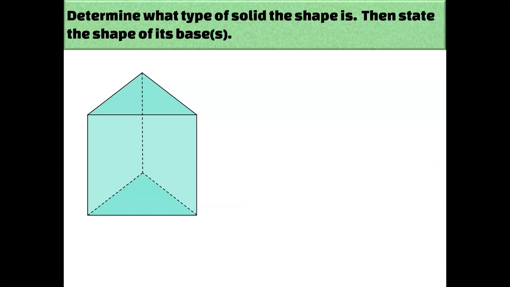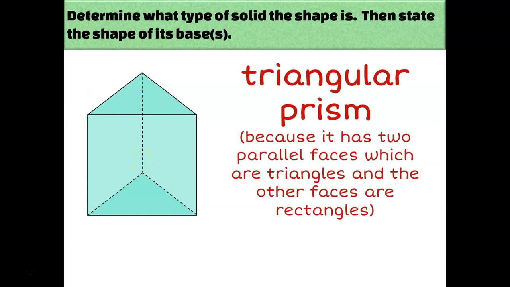The first question you should really be asking yourself is, how many bases are there? Is there one, is there two, or is there none? And in this case, there are two bases. I see two right triangles. They're the same shape, and they're parallel to each other. The other faces of this shape are all rectangles. None of them are parallel to each other, which means they can't be the base. The base has to be the triangles. So that means this would be classified as a triangular prism.